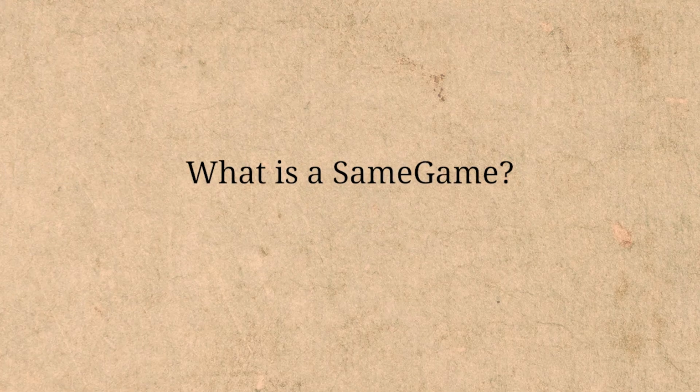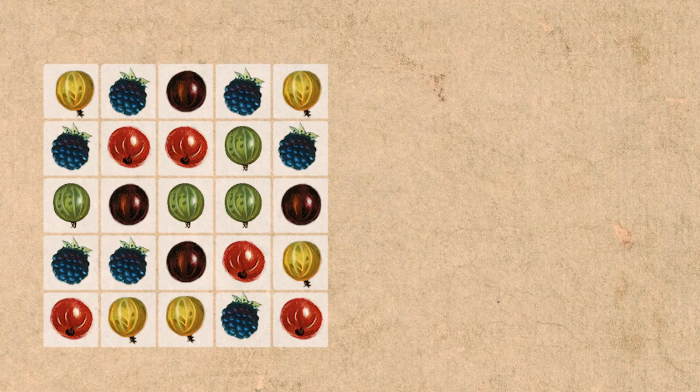Let's have a look at what a SameGame is and how it works. A SameGame is very similar to a Match 3 game, where you have a grid of icons or objects, and your goal is to try and find as many matching groups of icons as possible to remove these from the grid. A match can only be made if each of the icons in the group are connected vertically, horizontally, or both. To remove a match, you simply click on one of the icons in the group.